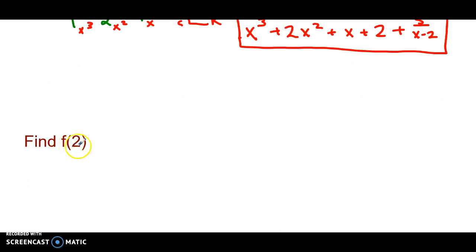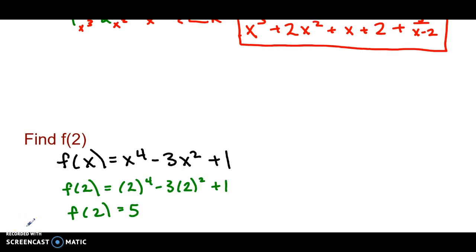Now, what if I asked you to find f of 2 using the original function? Given that we have f of x equaling x to the 4th minus 3x squared plus 1, why don't you go ahead and find out what f of 2 is? So go ahead and put me on pause. Okay, so if you did this correctly, you would have gotten that f of 2 is 5.